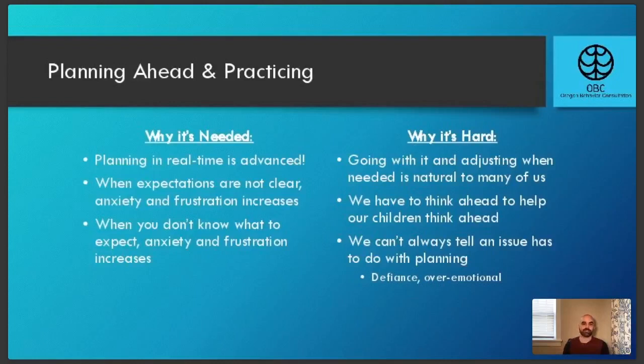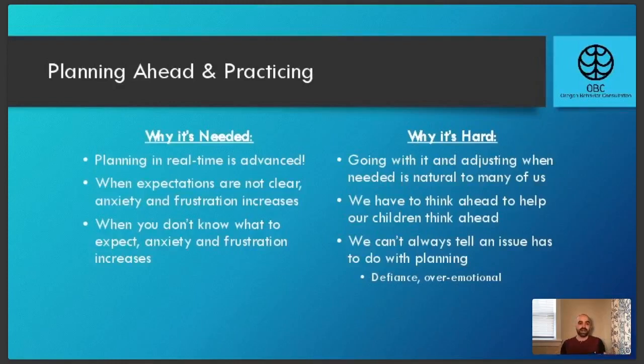So the next essential support is planning ahead and practicing. Why is it needed? Well, planning in real time is really advanced and it's difficult. And I'm not even just talking about the person with an FASD. Yes, they will probably struggle to plan in real time, but so do we. Again, we're going through our everyday life. We're running kids to and fro various sports or activities or appointments. We're trying to get dinner ready. We're trying to move kids from one activity to another in the home. We're trying to get ready for bed.